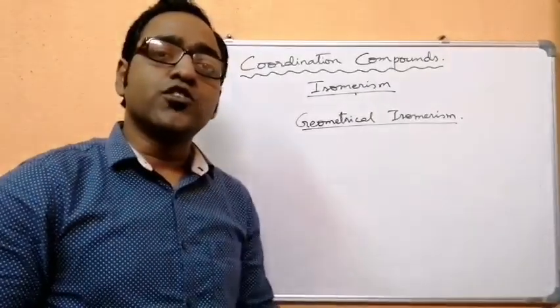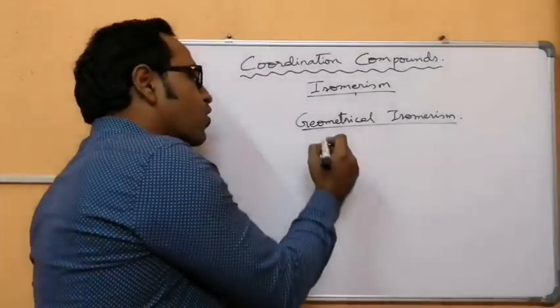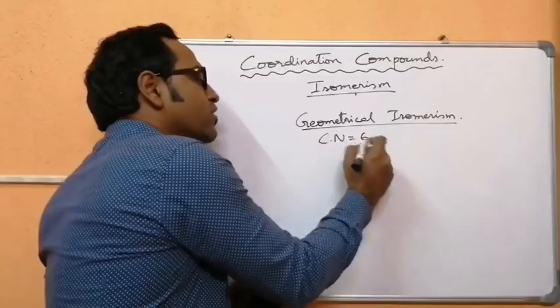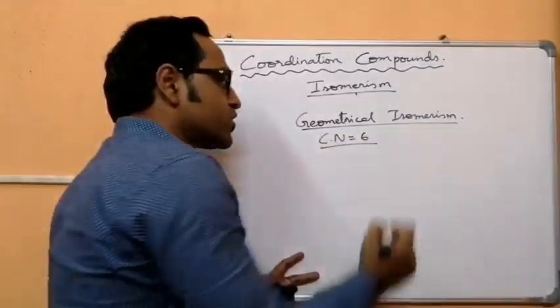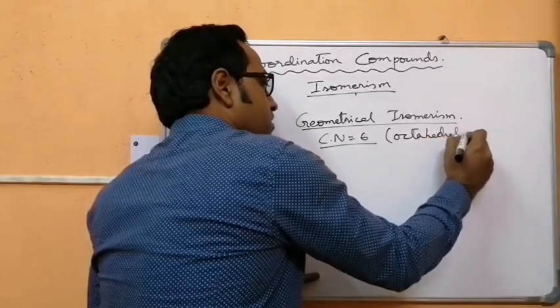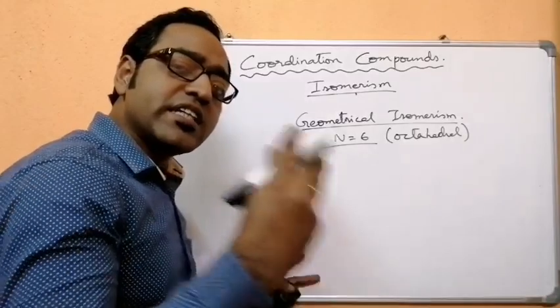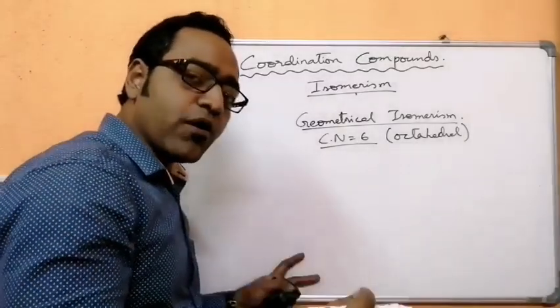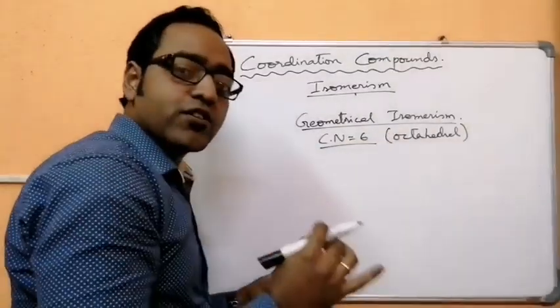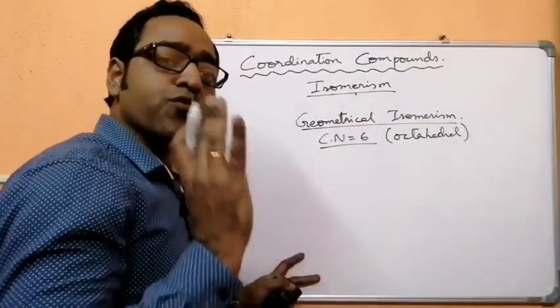Next I will discuss the geometrical isomer under the coordination number 6. So when coordination number Cn is equal to 6, the only structure possible is octahedral. Now in CBSE board exam, there are only 3 types of compound which show geometrical isomerism, and by studying only those 3 types you can score full marks.